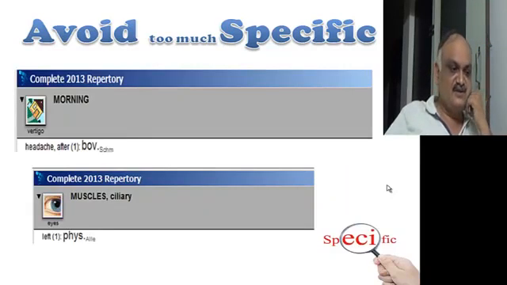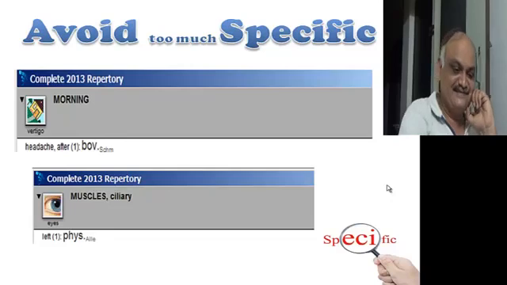These are the examples. Vertigo, morning, headache after. Only one medicine. Eye muscle, ciliary, left. Eye muscle has an affection, especially on the left side. So these are single remedy rubrics. So now what is the solution? Because many teachers say you have to select them. And here I am saying no, do not select them. Then what to do? Let's see.